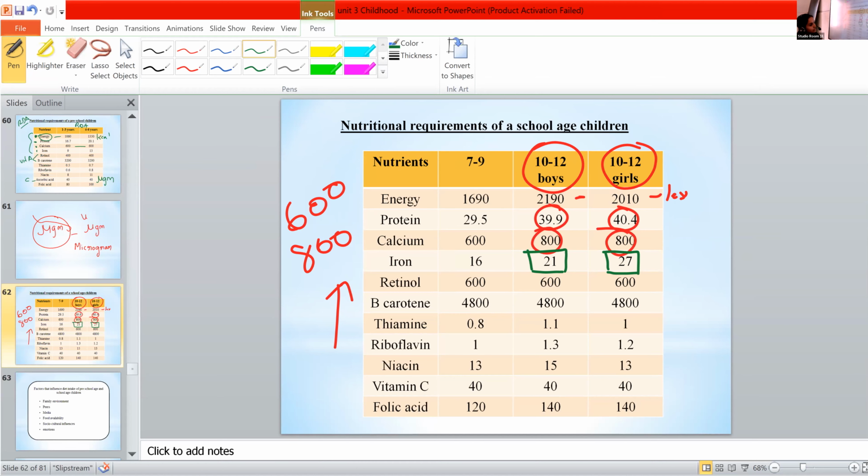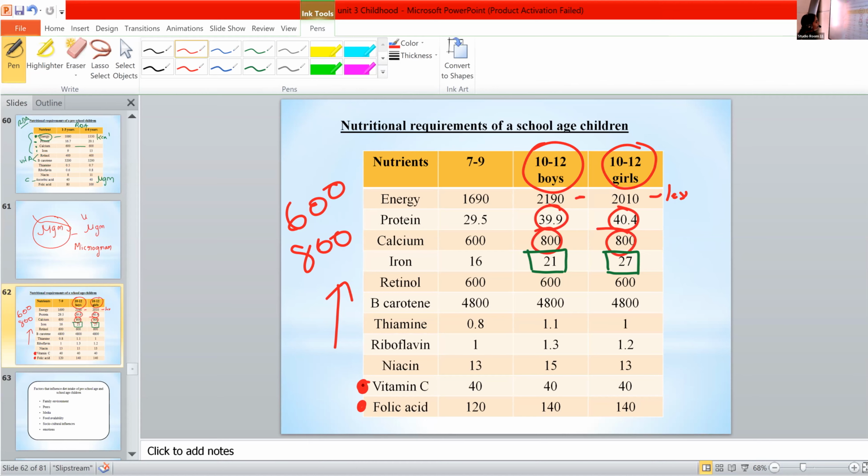Reena, any doubts? No. Fine. Then retinol, that is 600 for 7 to 9 and 10 to 11, there is no gender difference. And beta carotene, that is 4,800. Then vitamin C, that is 40. So learn by heart the RDA of vitamin C, 40. Folic acid.